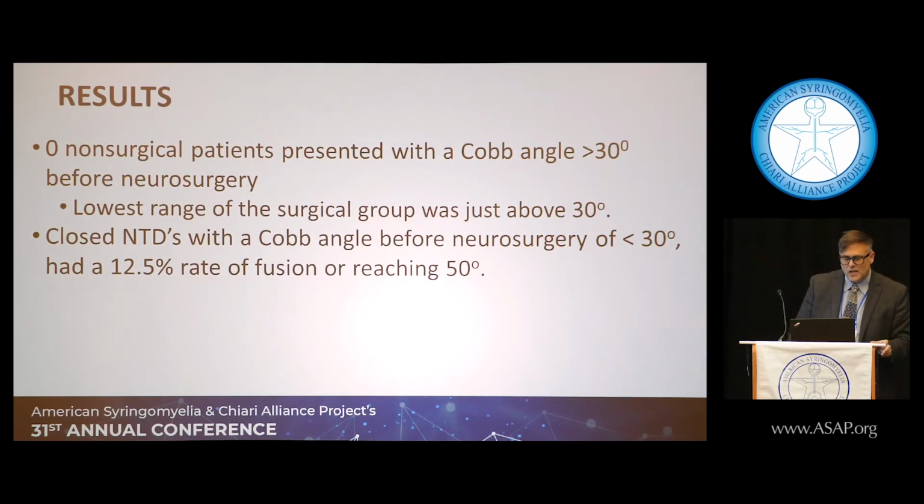There were no non-surgical patients with a Cobb angle greater than 30 degrees. So of all the patients that didn't need surgery, nobody started out with a significant angulation. Closed neural tube defects with a Cobb angle before neurosurgery of less than 30 degrees only needed fusions 12.5% of the time, and that's when they reach 50 degrees. So even having a closed neural tube defect, if your angulation is less than 30, you're likely not going to require surgery.